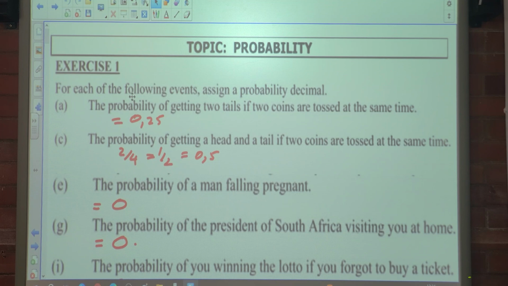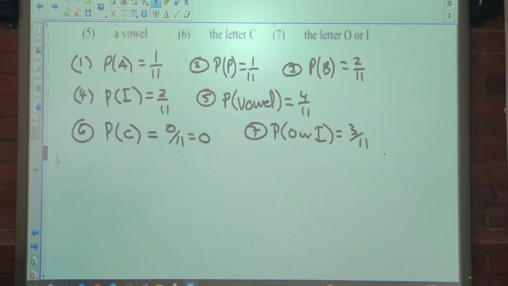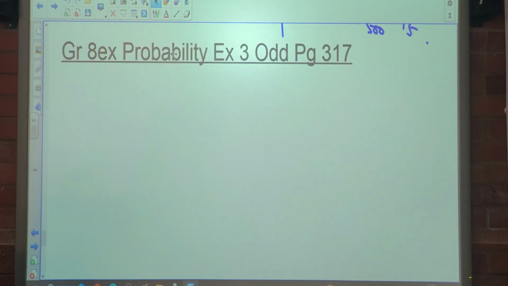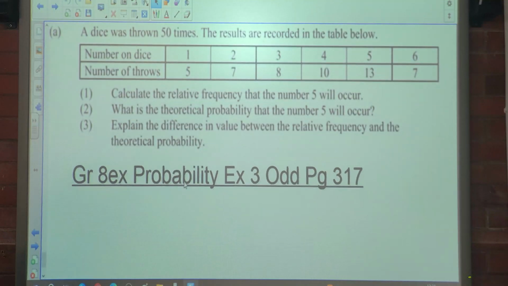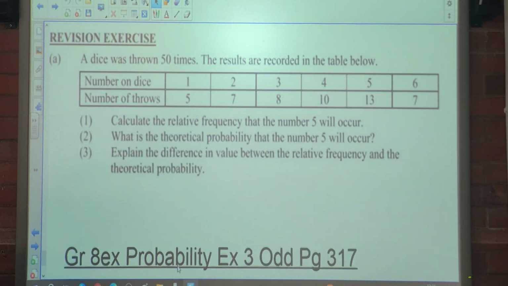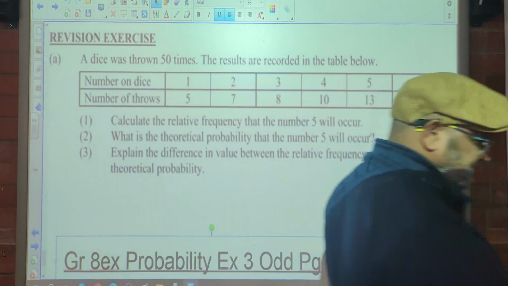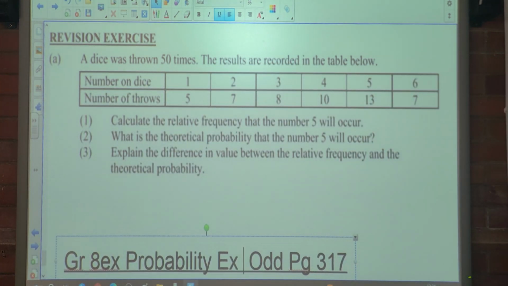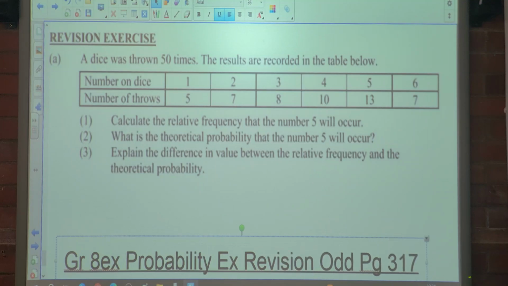So today we're looking at probability, grade 8 exercise 3, odd numbers. Odd letters? Yeah, no, you don't get odd letters. Or the revision exercise. And that's on page 319, number 7.